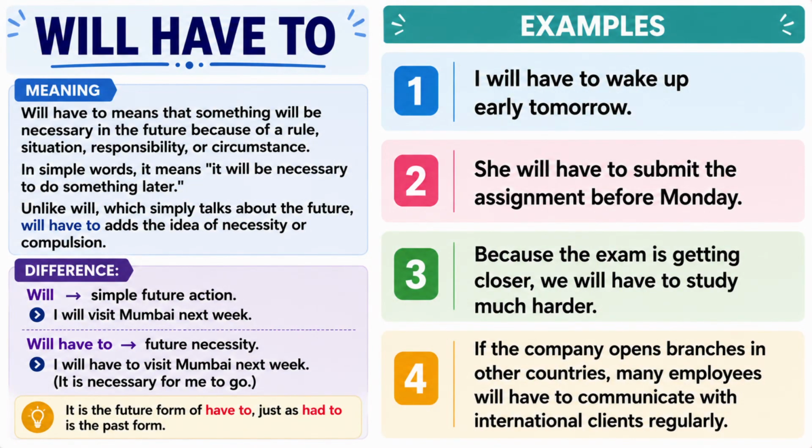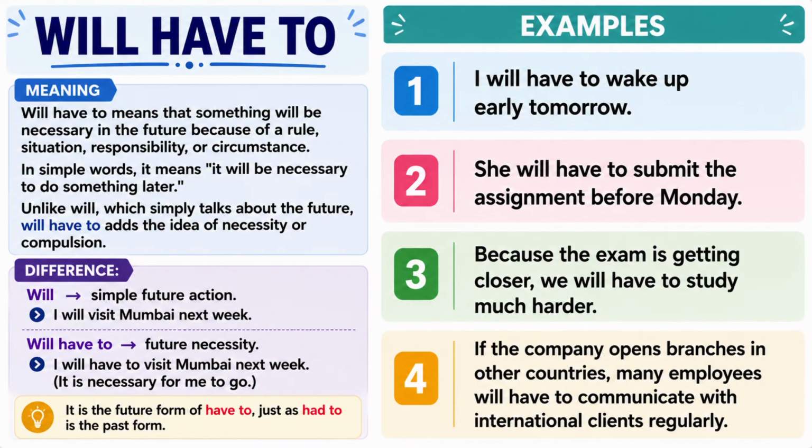Now we will learn about will have to. Will have to means that something will be necessary in the future because of a rule, situation, responsibility, or circumstance. In simple words, it means it will be necessary to do something later. Unlike will, which simply talks about the future, will have to adds the idea of necessity or compulsion.